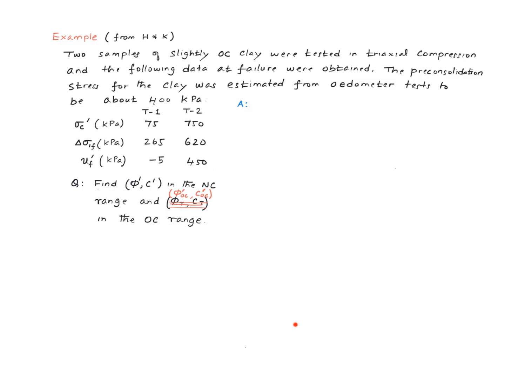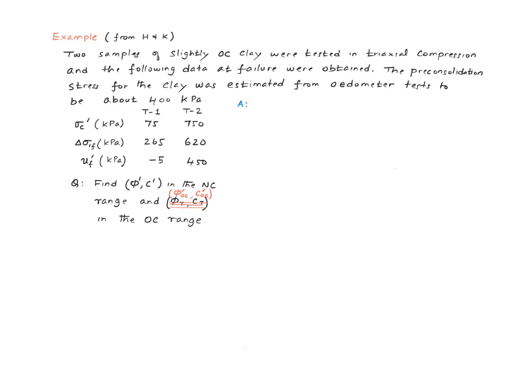On the other hand, the effective confining pressure used in test number 1 is only 75 kilopascal, which is less than 400 kilopascal. And therefore, the specimen used in this test has a pre-consolidation pressure that is higher than the confining pressure used in the test before shearing. And therefore, this specimen is an over-consolidated specimen.